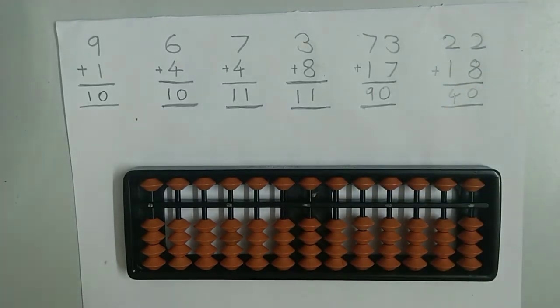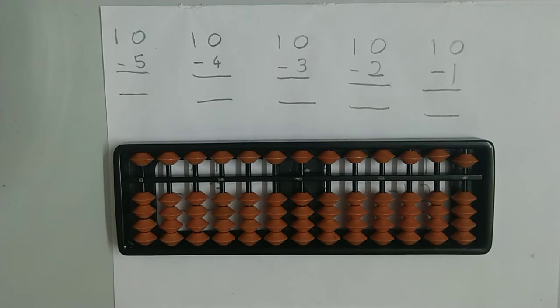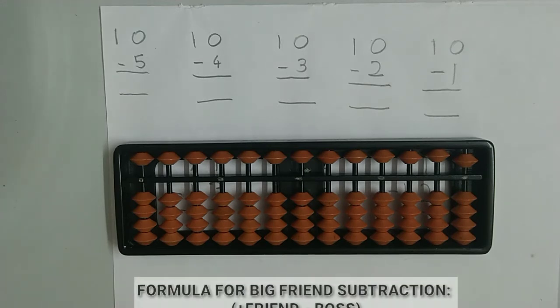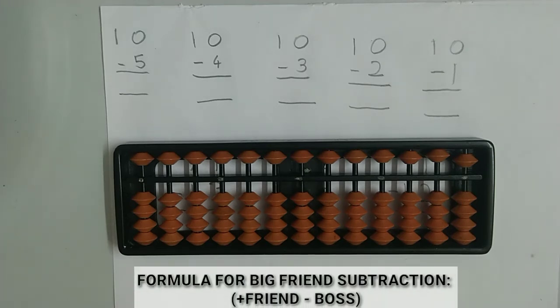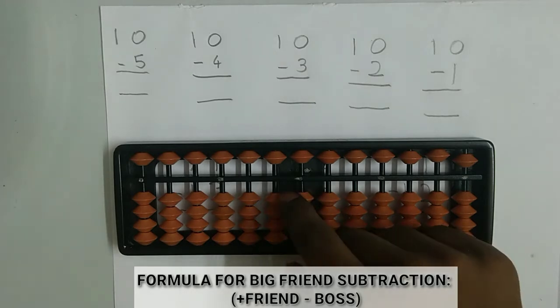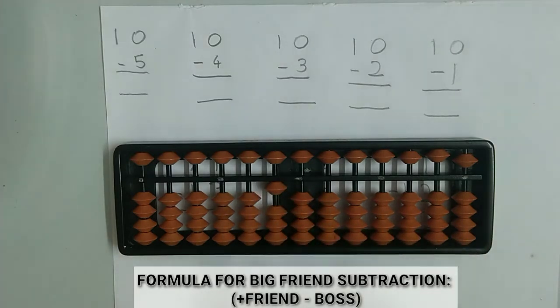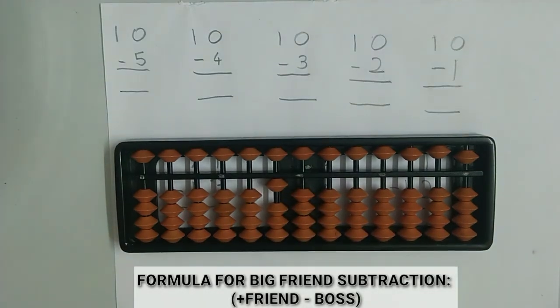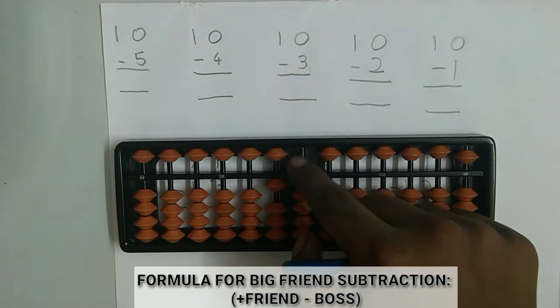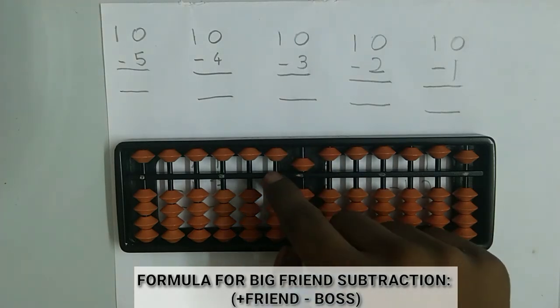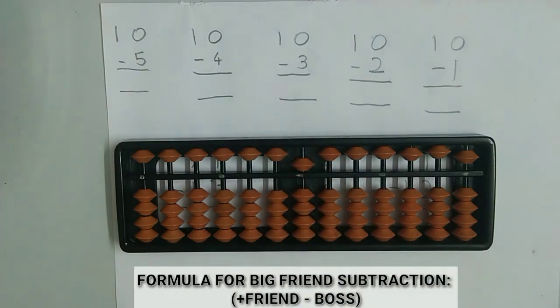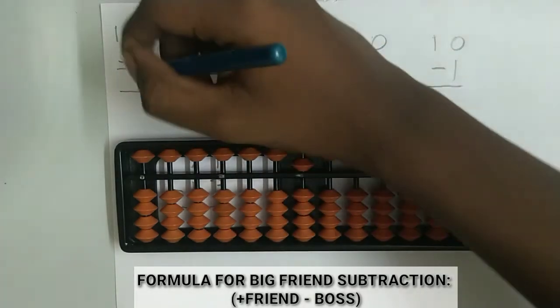Now let's go for subtractions. The formula for big friend subtraction also doesn't change. It's the same, which is plus friend minus boss. Let's try the first example, 10 minus 5. First we have to represent 10 and minus 5. The friend of 5 is 5 only. So we have to add 5 because plus friend and subtract 10 because minus boss. So 10 minus 5 is 5.